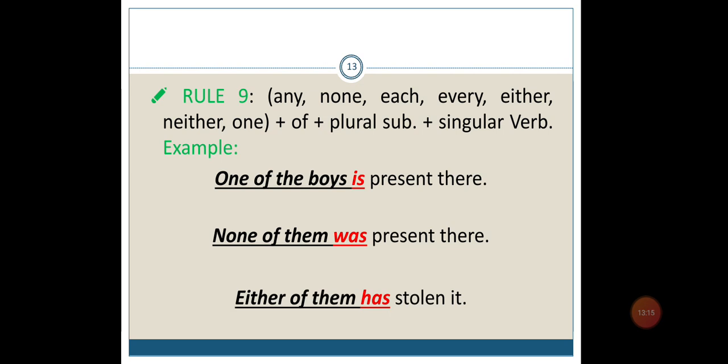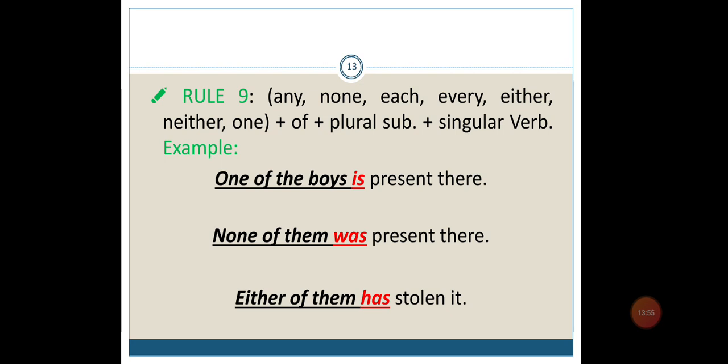Rule 9. Any, none, each, every, either, neither, one plus of plus plural subject plus singular verb. Look at the example. One of the boys is present there. Not all the boys, but only one of them. That's why we have used is, the singular verb.